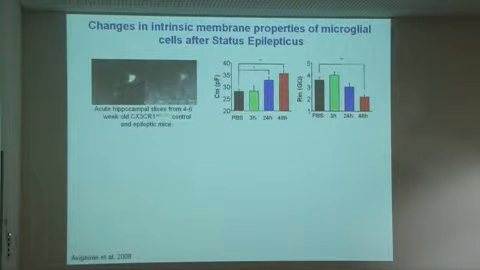At the same time, we have, in fact, a drop in the input resistance, which is an index of how many open channels those cells have in their membrane. And this indicates that they have more and more ion channels in their membrane, mostly potassium channels, that will drive the resting membrane potential of those cells toward more hyperpolarized values.